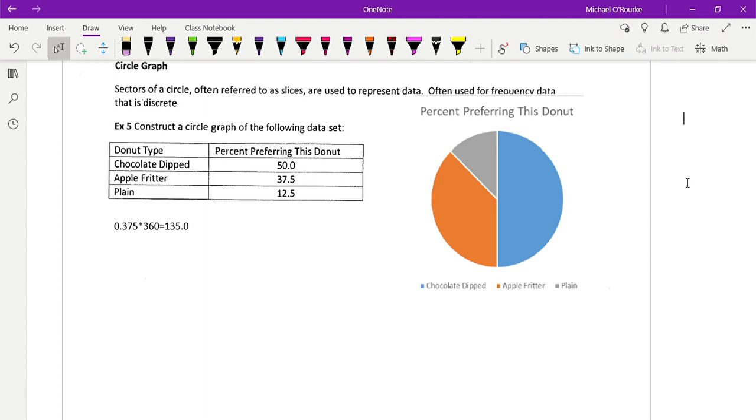The way I got there was I did 37.5 divided by 100. And same thing with the 50, right? 50% of 360, like half a circle, is 180 degrees. Okay?